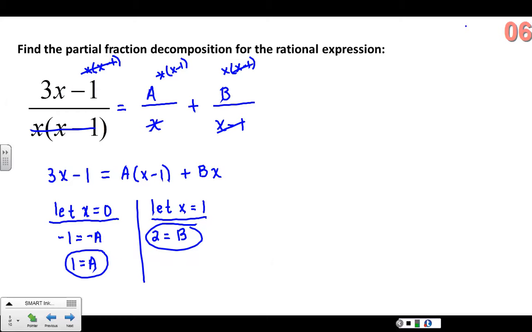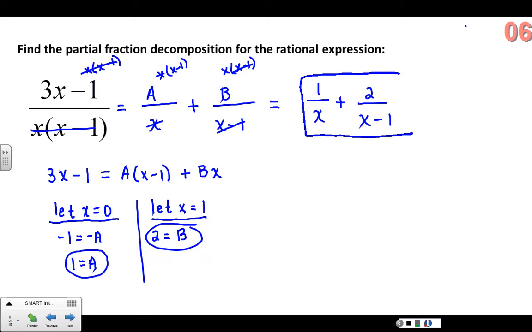So the partial fraction decomposition is going to be 1 over x. So a was a 1, so 1 over x plus b was a 2 over x minus 1. So this is the partial fraction decomposition we are looking for. In other words, if I were to get a common denominator and add these two fractions together, I would end up with 3x minus 1 over x times x minus 1. Let's try another one.